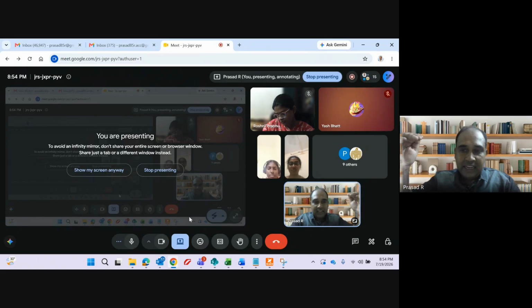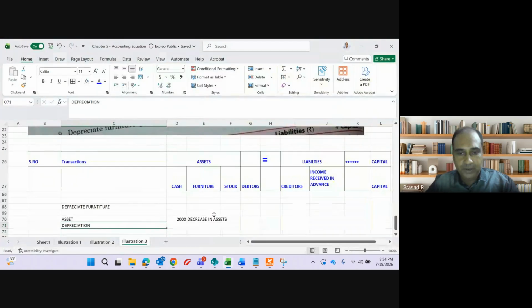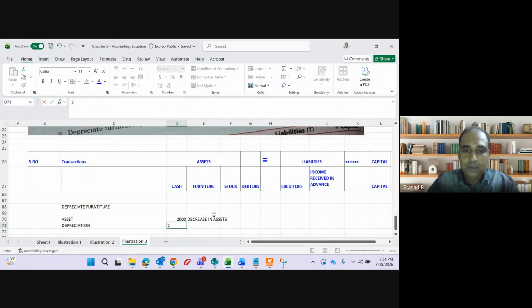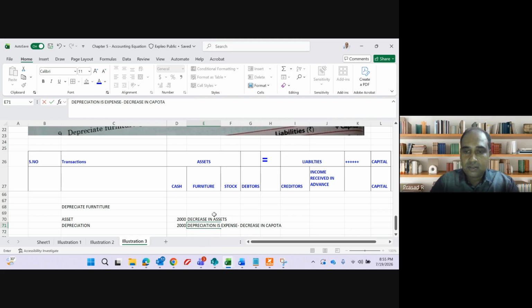One thing is it is decreasing the value of the asset. Another thing is it's an expense to the company. So minus 2,000 will become expense to the company. Expense will decrease my capital or increase my capital? Decrease in capital. Now you have solved this also.